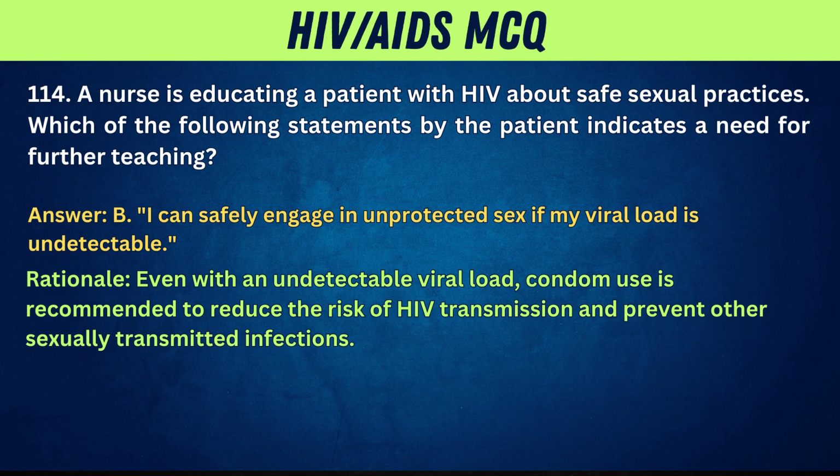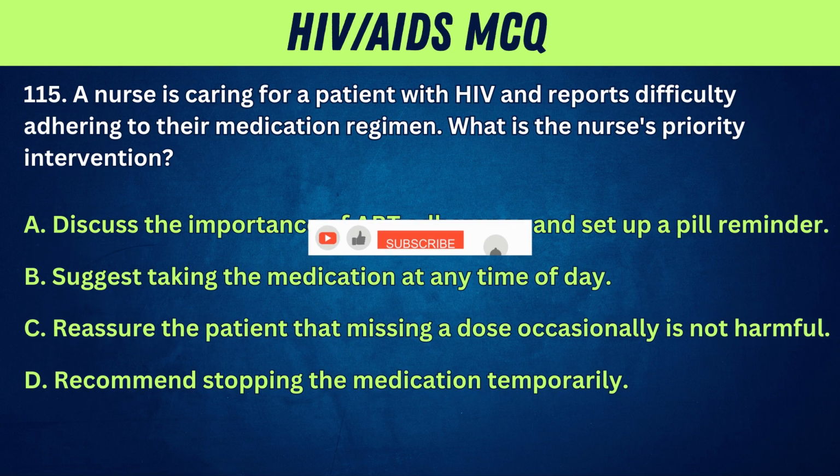Answer. B. I can safely engage in unprotected sex if my viral load is undetectable. Rationale. Even with an undetectable viral load, condom use is recommended to reduce the risk of HIV transmission and prevent other sexually transmitted infections.